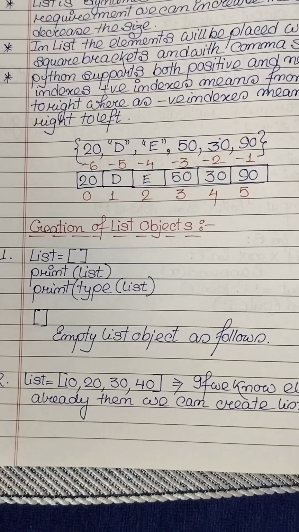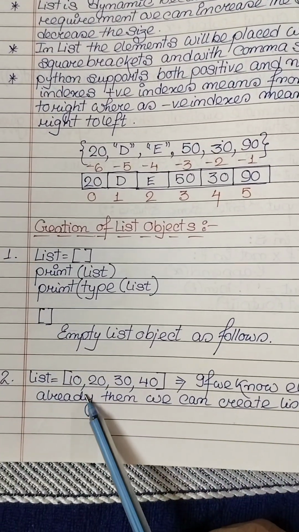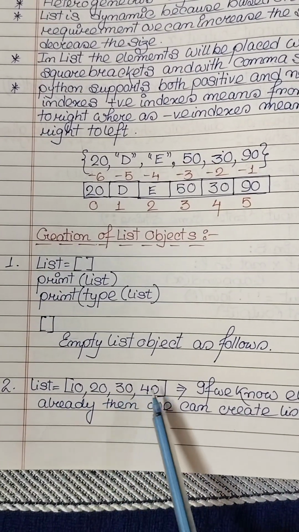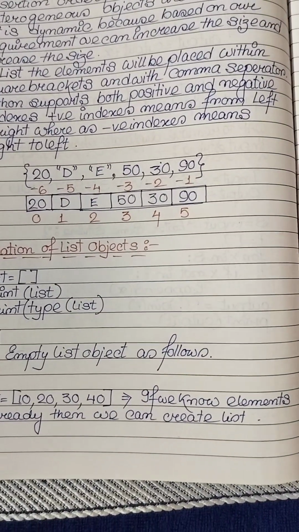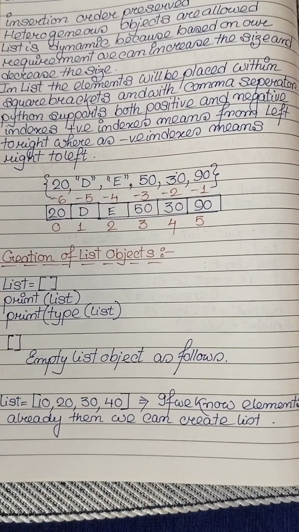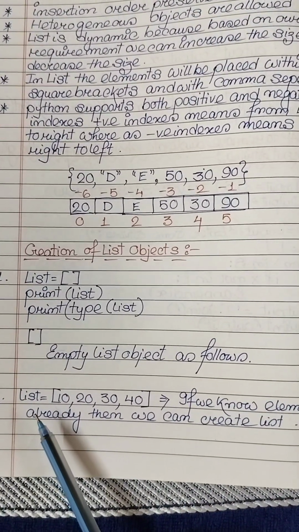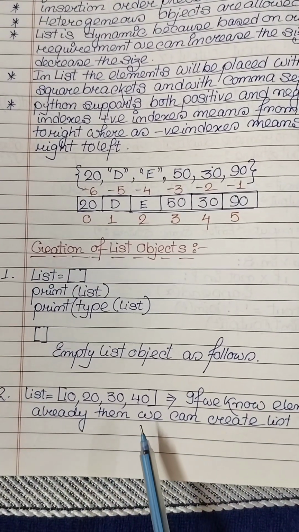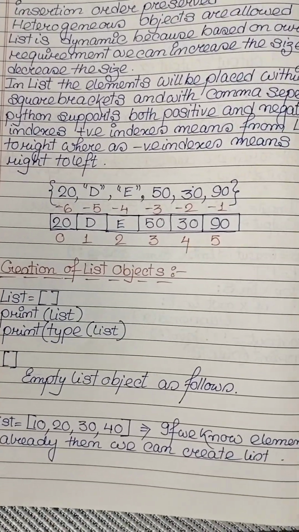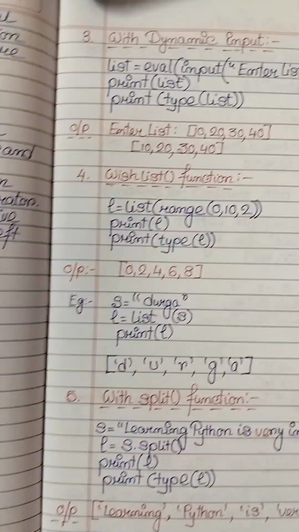In the second list, I have already written 10, 20, 30, 40. If we already know the elements, then we can create the list this way. This is the list creation process.